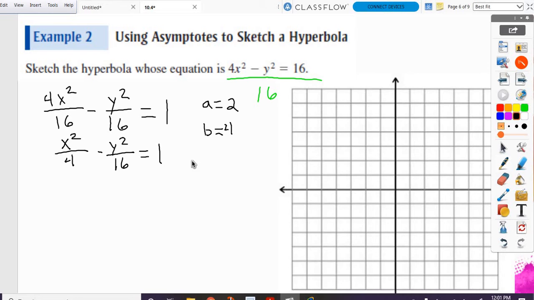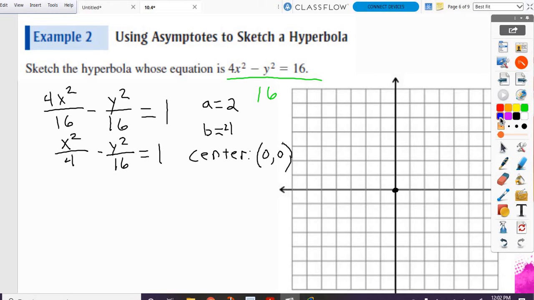So where is our center? At the origin. So we're going to draw our center at 0, 0. And we first want to draw our vertices. We have to think, okay, are our vertices going to be up and down or left and right from our center? So what are they going to be?